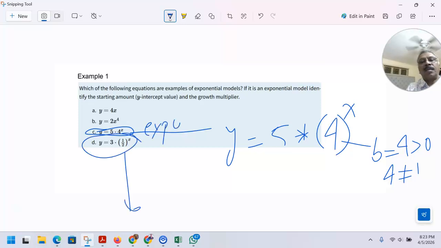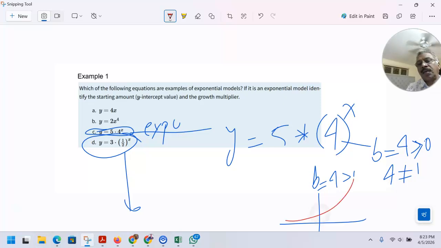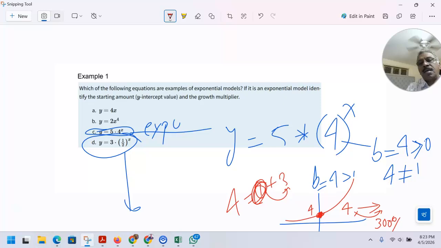What about this one? Now this one is greater than 0. And also you can see this b, which is 4, b is greater than 1. So if you want to see the graph of this, there is an exponential growth. So it goes like this through 4. Start with 4, and then it increases, percent increase. The increase is 300% because 4 can be written as 1 plus 3. So whatever you have, 4, and then you add 3 times that, that is a 300% increase.